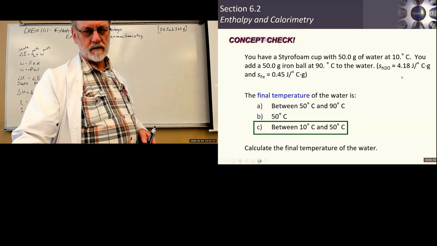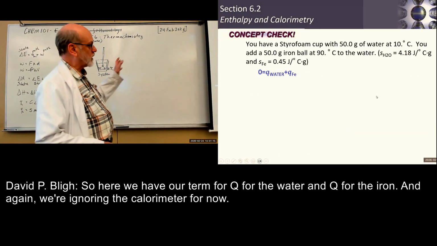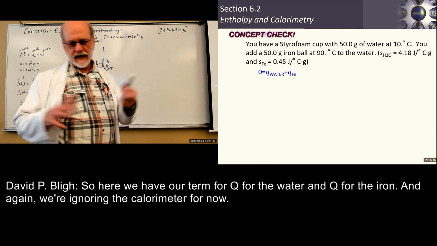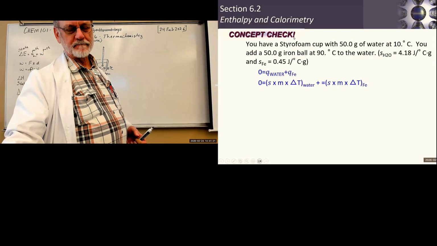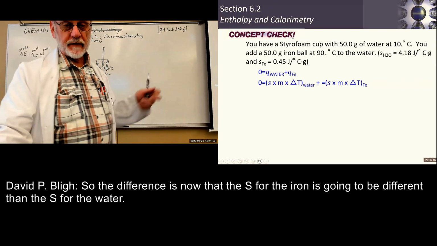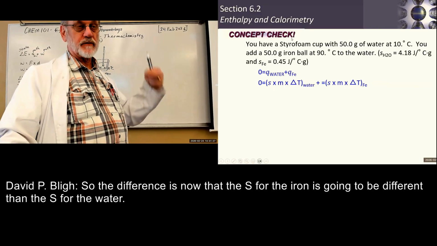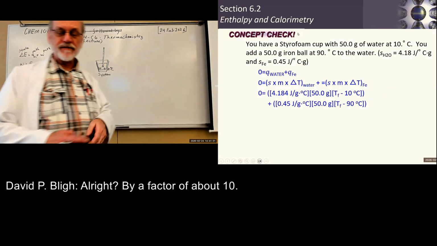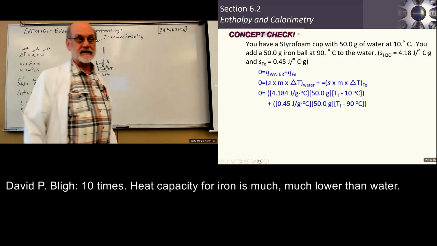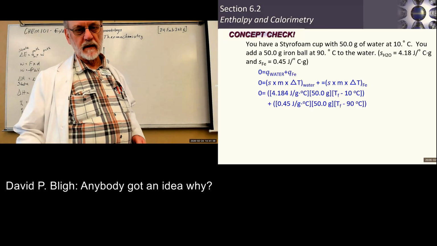So here we have our term for Q for the water and Q for the iron. And again, we're ignoring the calorimeter for now. So the difference is now that the S for the iron is going to be different than the S for the water, by a factor of about 10 times. Heat capacity for iron is much, much lower than water.